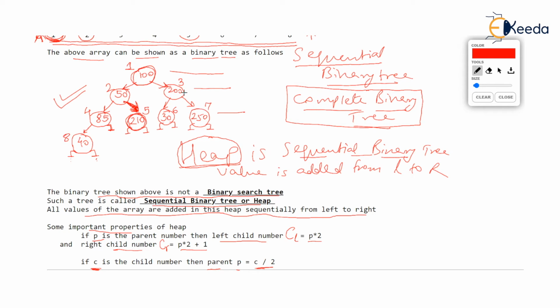Third value should be greater than 6th and 7th. And fourth value should be greater than 8th. It is greater than 8th. But anyway, the parent and child relationship is not followed properly above. So this is not a max heap.